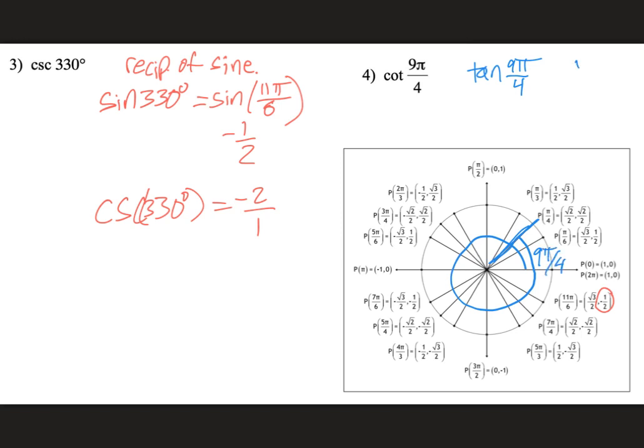And tangent we know is y divided by x. Here that would be, oh, those are the same numbers. So in this case, that would be 1. And then the reciprocal of 1 would still be 1. So the cotangent of 9 pi over 4 is 1.